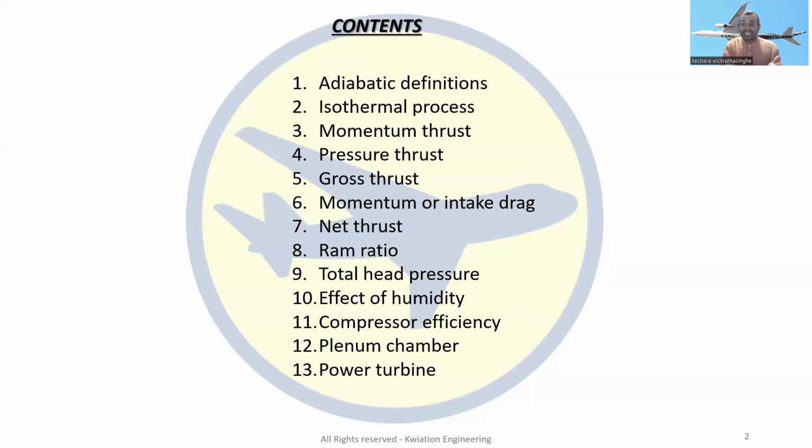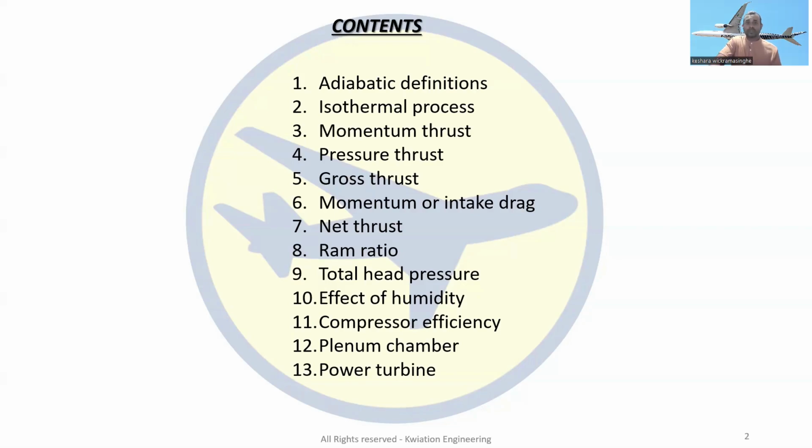The content of this lesson is, number 1, adiabatic definitions, and second, the isothermal process, then momentum thrust, pressure thrust, gross thrust, momentum or intake drag, net thrust, ram ratio, total head pressure, effect of humidity, compressor efficiency, plenum chamber, and at the end, power turbine.